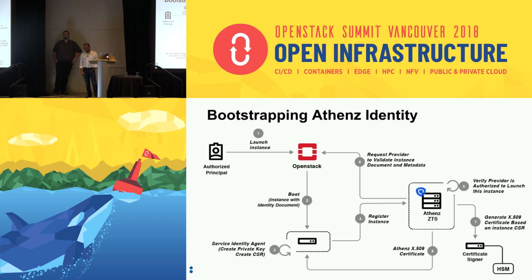The first thing Service Identity Agent does is create a private key and form a CSR. Then it talks to Athenz to register that instance and presents the identity it got from this provider, OpenStack, and says, here is the CSR. Please sign it and give me an X509 certificate.